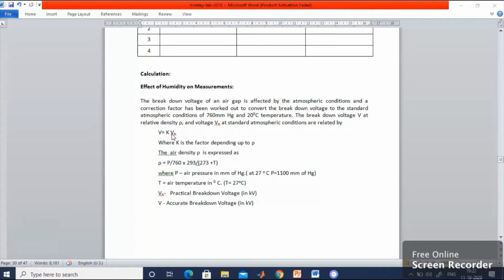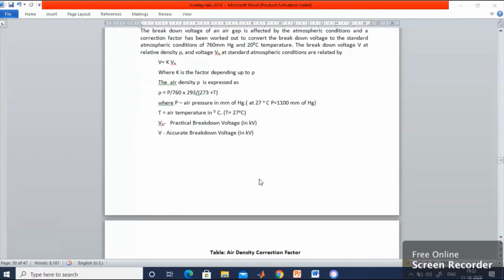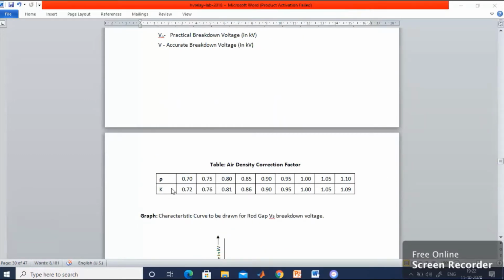Whenever you conduct the experiment, you will get the practical value of breakdown voltage. If you multiply the practical value of breakdown voltage with the air density correction factor, you get the accurate value of breakdown voltage. To calculate the air density correction factor, the same equation can be used. You can take the temperature and pressure as 27 degrees Celsius and 1100 mm of mercury. Then once you get the value, you can compare the value of rho with respect to K. Suppose I get the value of rho equal to 0.90, surely you can take the value of K equal to 0.86.